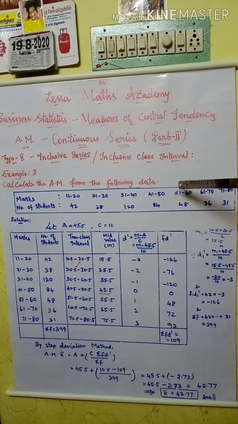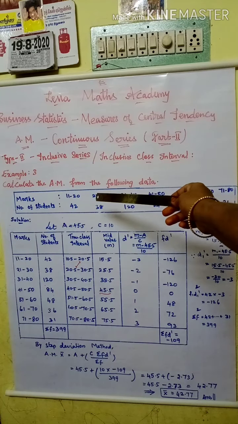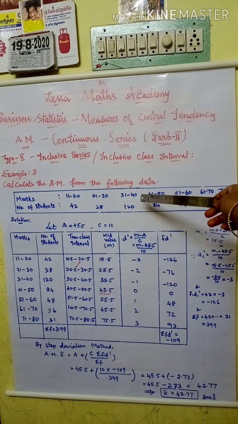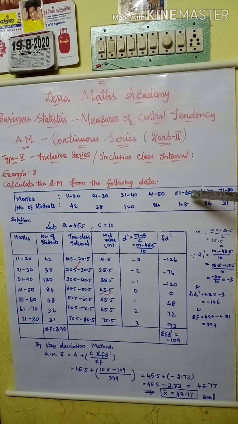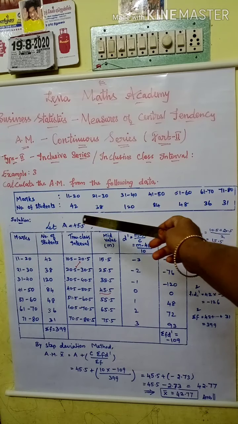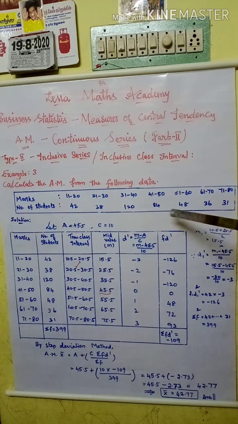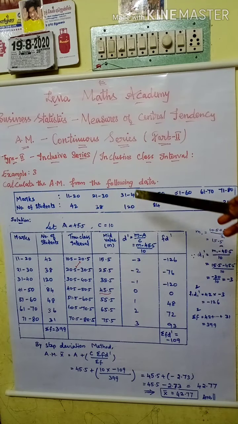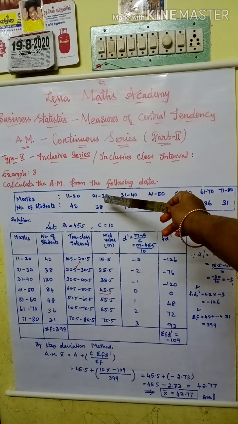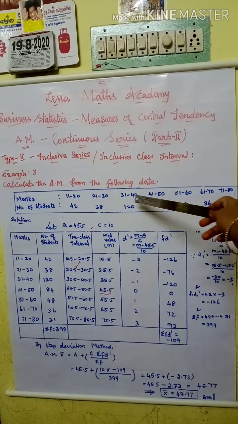Example for inclusive series: calculate the arithmetic mean from the following data. Marks: 11 to 20, 21 to 30, 31 to 40, 41 to 50, 51 to 60, 61 to 70, 71 to 80. Number of students: 42, 38, 120, 84, 48, 36, 31. Solution: here the given class intervals are not continuous.